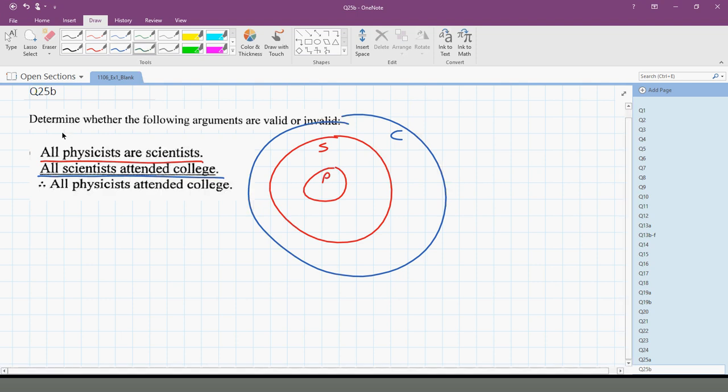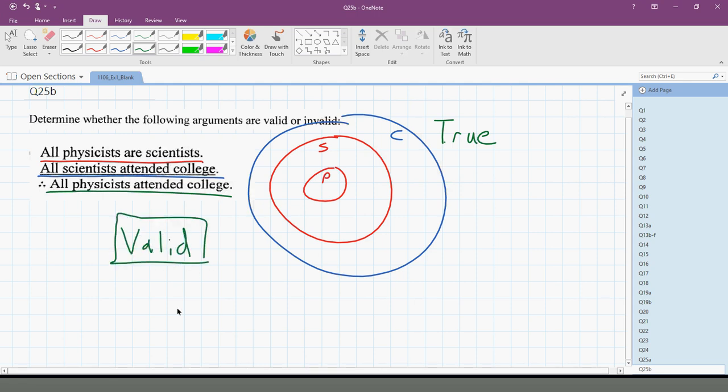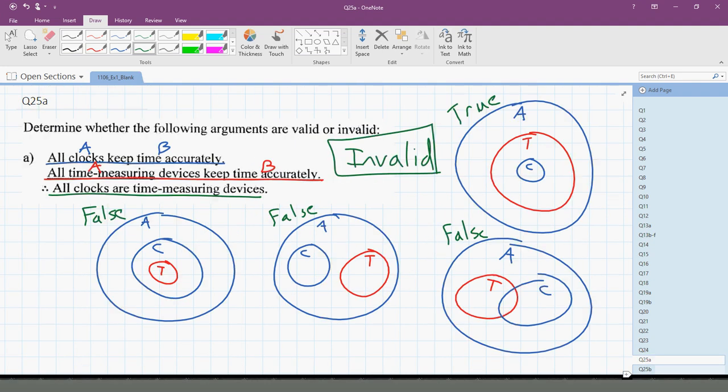So when we look at our last sentence, it says all physicists attend college. So do you see the physicist circle inside the college circle? Yes, this is true. So that means that this is a valid argument, because there's only one picture, and it is true for that picture. So basically, the reason the first one wasn't valid is because it had two statements, like the first one and the second. It had three pictures that were false. Well, besides that, if you were just looking at the wording.